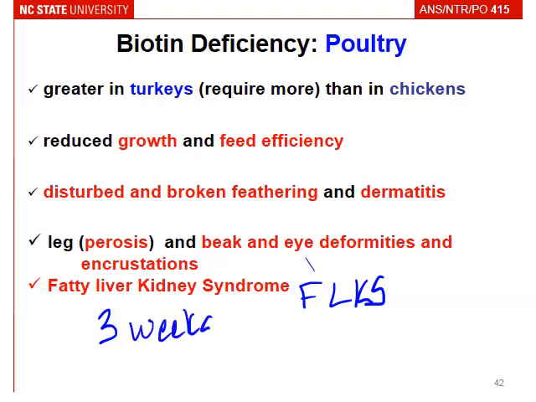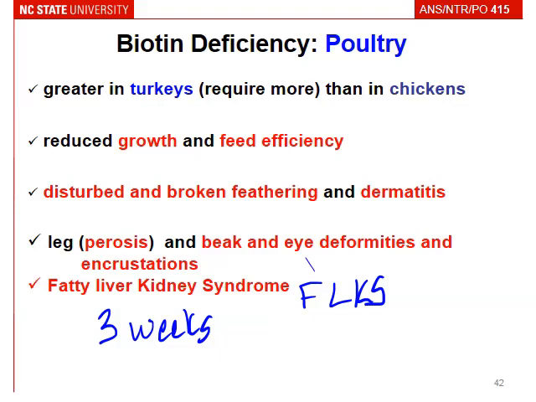the chicks would actually just die suddenly. And when you did necropsy, you could see that the liver and the kidneys were very pale and they were encrusted in fat. This actually occurred because acetyl-CoA carboxylase has a greater affinity, or a higher priority, for biotin than some of the other enzymes.